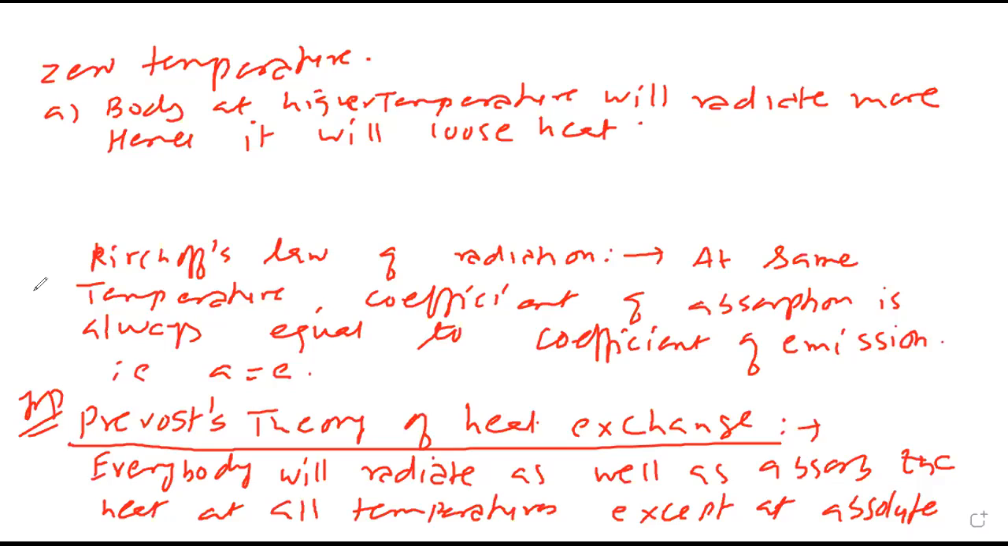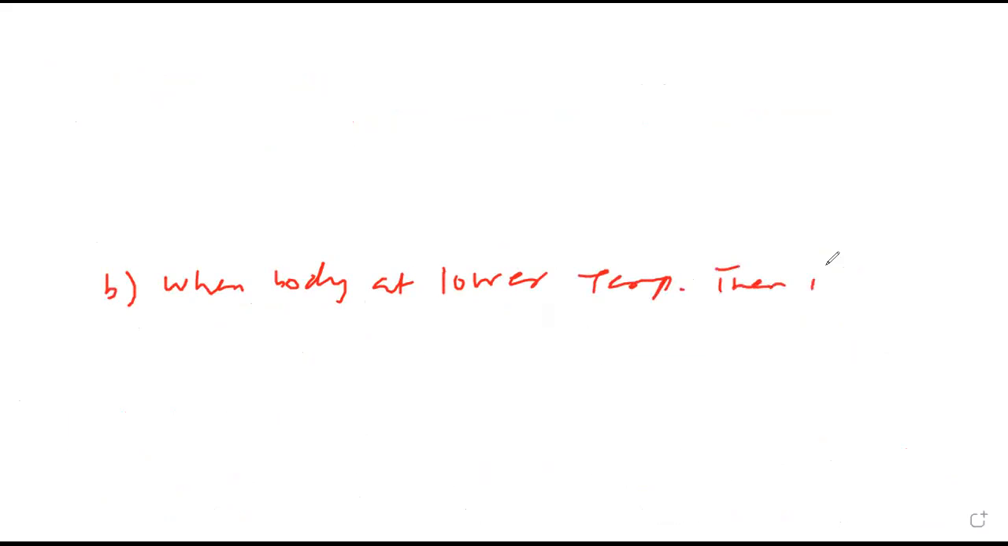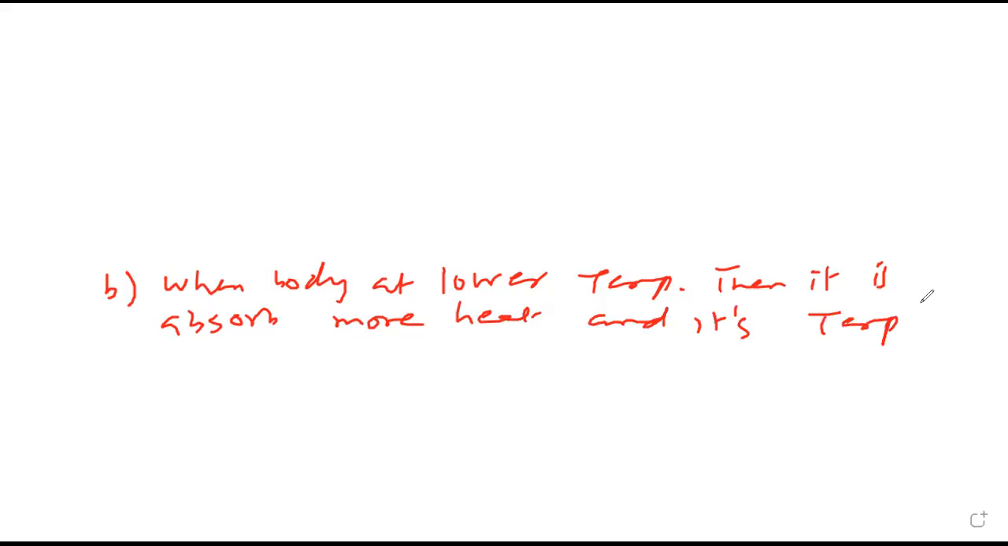Done, sir. So Prevost's theory says that at any temperature a body will give heat and also take heat at all temperatures except at absolute zero. If the temperature is higher, it will give more and take less, so the body's temperature will decrease, it will lose heat. When the body is at lower temperature than the surroundings, it will absorb more heat and its temperature increases.